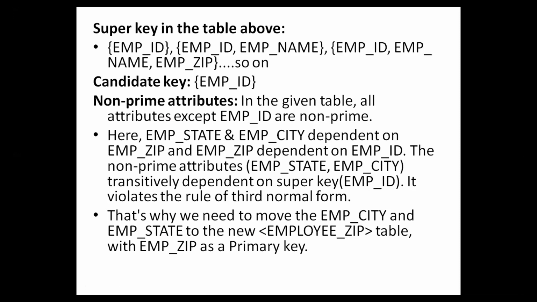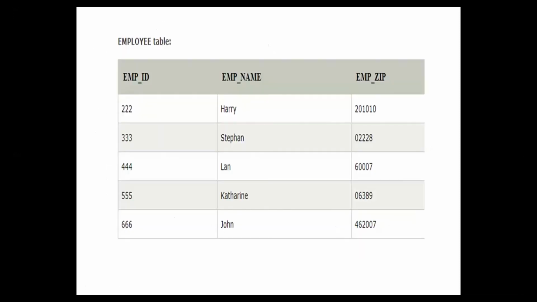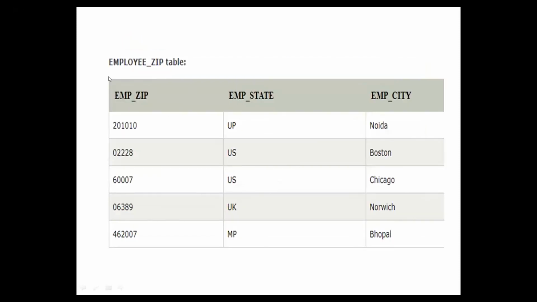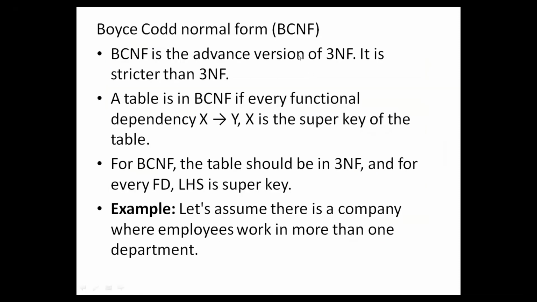So you don't have to keep bothering about your normalization. At the max, you'll be getting the first 3 normal forms. It's always the first 2. The max is your first 3. So you'll have employee ID, employee name, and employee zip in one table, followed by employee zip, employee state, and employee city. So you are decomposing your table. Remember, you are decomposing your table.